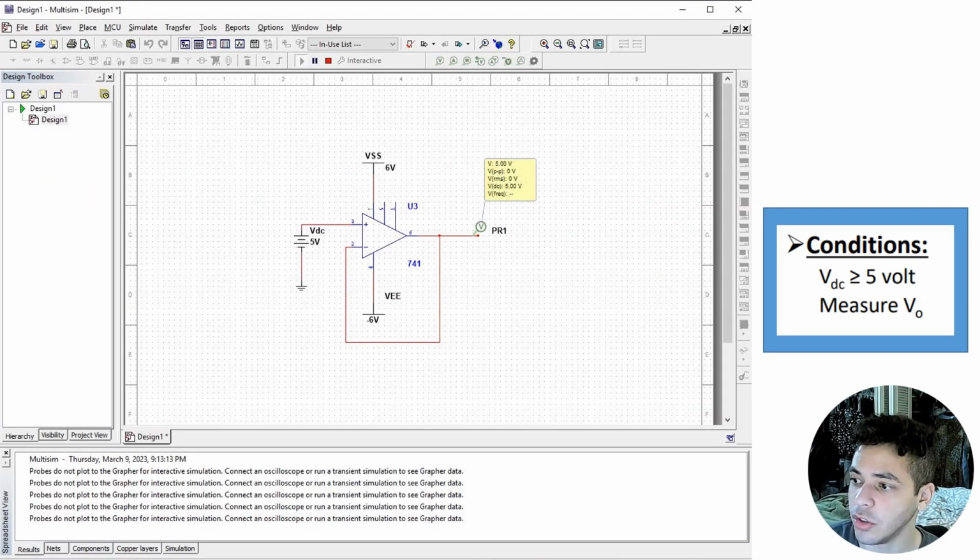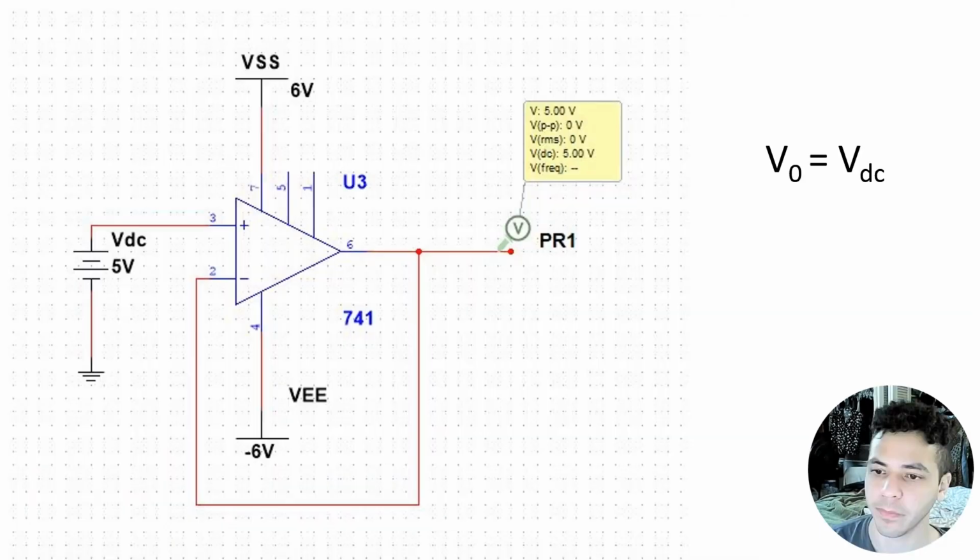So since the conditions were that the VDC had to be greater than or equal to 5 volts, I made it 5 volts. So all the conditions are met. And to properly bias the circuit, I put the VCC as 6 volts and the VEE as minus 6 volts. As you can see on the screen, the V0 ended up being equal to the VDC. So both are 5 volts.